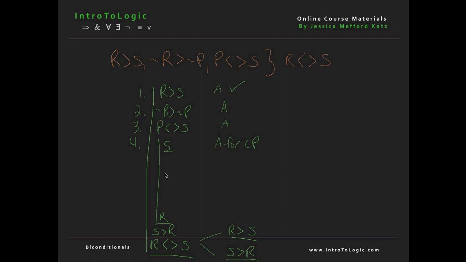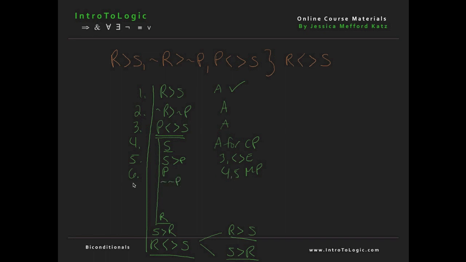Okay, so now that we've set up our conditional proof, let's see what we can do with S. And it looks like we can use biconditional elimination on line 3 to derive if S, then P. And that will be useful because now we can do modus ponens and derive P from lines 4 and 5. And now that we have P, we can look up here and see if there's anything we can do with P. It looks like the best option is trying to do modus tollens with line 2. So that means we'll have to double negate P.